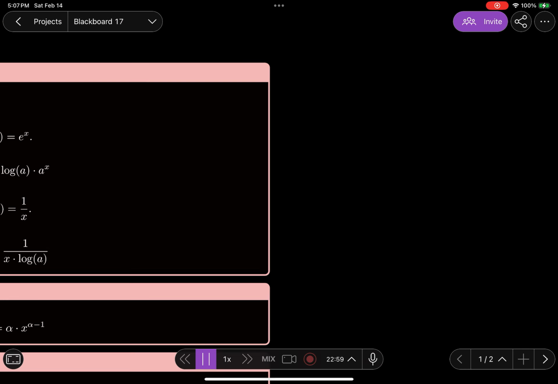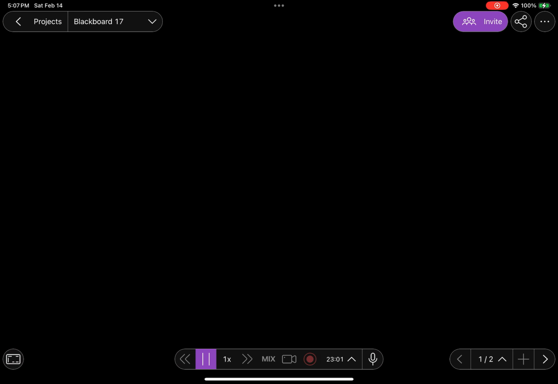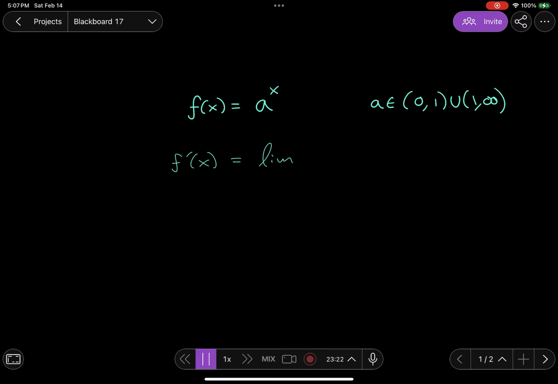Let's reintroduce ourselves to e to the x. Say f of x is equal to a to the x, where a is an element of this set. It's a positive number that isn't 1. That's what that says. I want to talk about what f prime of x is. Well, by definition, of course, f prime of x is the limit as h approaches 0 of a to the x plus h minus a to the x, all divided by h.